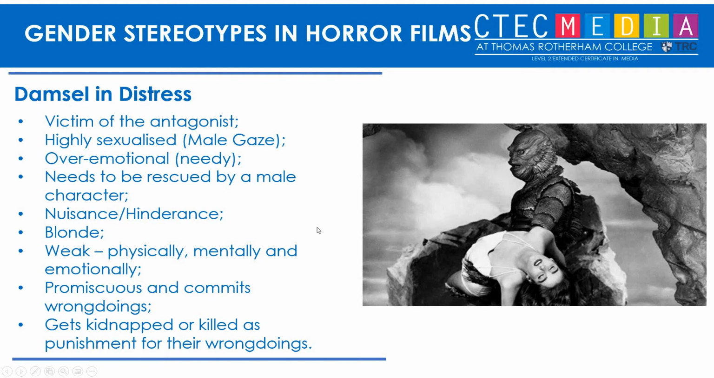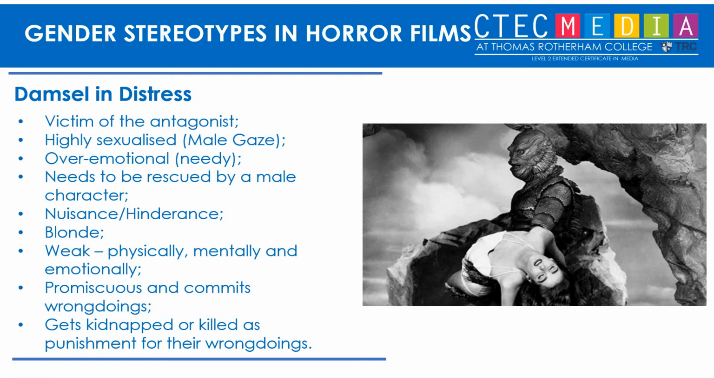She might be someone who's a bit of a nuisance or a hindrance, and often, though the picture doesn't show that, you might find these characters are blonde as well, which links into the stereotype of the dumb blonde, which is quite a common trope. They're very weak, physically, mentally, emotionally, and probably the most important one as well at the bottom is that they're very promiscuous. They commit wrongdoings or sins.